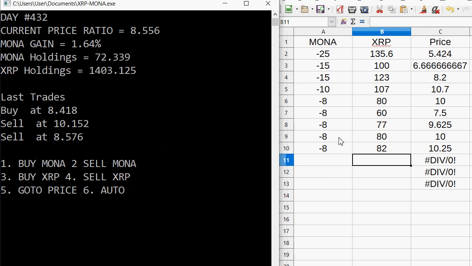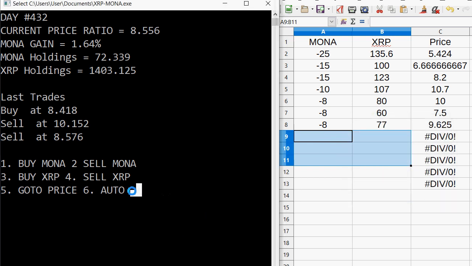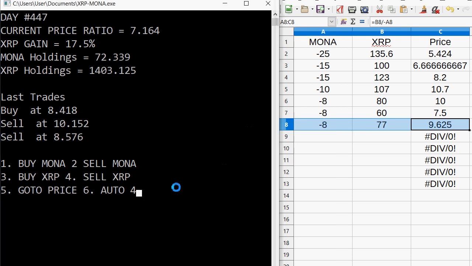Let's do Ripple now 17.5%, so 7.16. I can definitely get rid of that one, which is what I'm going to do, just get rid of one of them.